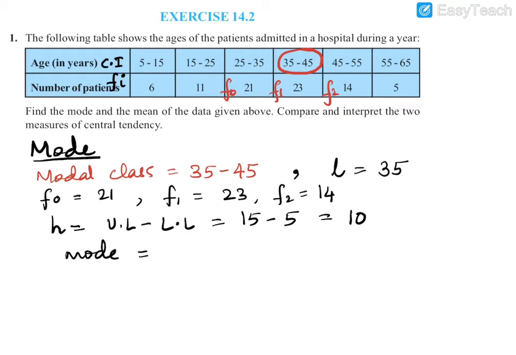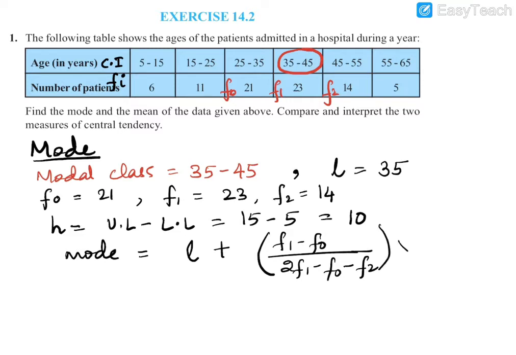So mode is equal to L plus, in brackets, F1 minus F0 divided by 2F1 minus F0 minus F2, multiplied by H. Make sure that you write the formula every time you use it. There are two benefits of this. Number one, it helps in memorizing. Number two, in case you have made an error in substituting the values in this formula, you will get marks at least for writing the correct formula.